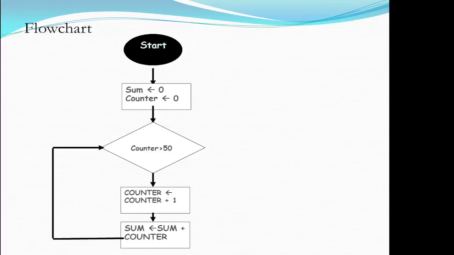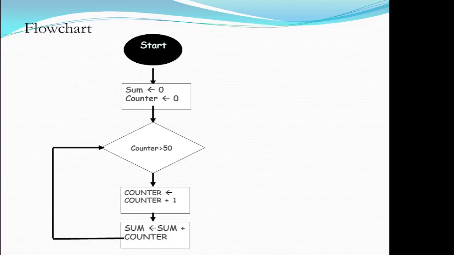Sum was 1 before, so 1 plus counter 2 is 3. Sum becomes 3 and counter is 2. Here again, counter is greater than 50? Counter is 2, is 2 greater than 50? No. Counter plus 1: 2 plus 1 is 3, so counter is 3 now. Sum is 3 already, so sum plus counter is 3 plus 3.